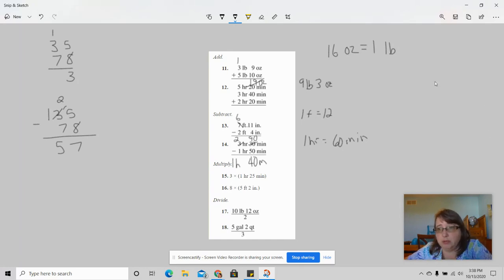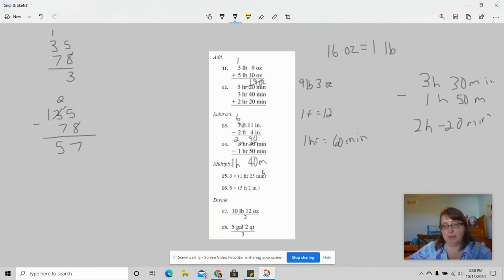Now, the other way you could do that is you could say I've got 3 hours and 30 minutes minus 1 hour and 50 minutes. You could get into the negative. So 3 minus 1 is 2 hours. And then 30 minus 50 is just negative 20. So if I have 2 hours and I take away 20 minutes, I'm left with 1 hour and 40 minutes. So that's another way that you could look at that.